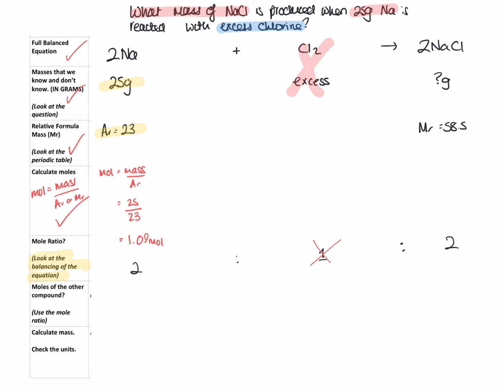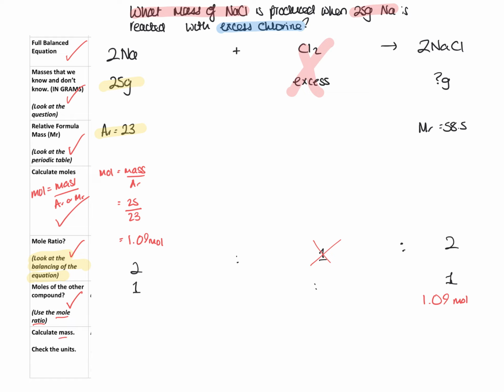2 to 2 is equal to 1 to 1. Okay, so it's a 1 to 1 mole ratio, which means however many moles of this one we have, the same number of moles of this one. So we can move that over. Okay, so we have calculated the mole ratio. We have now found the moles of the other compound using the mole ratio. It's 1 to 1, so the number of moles is the same as it was for sodium.